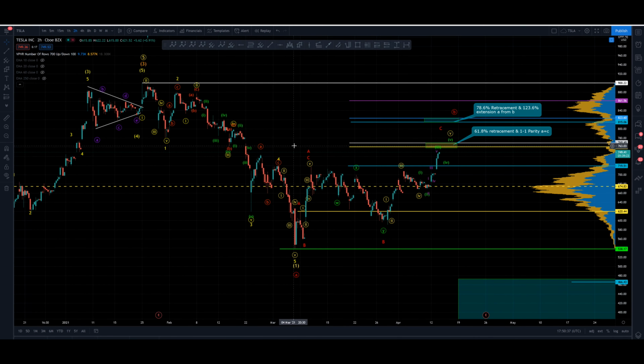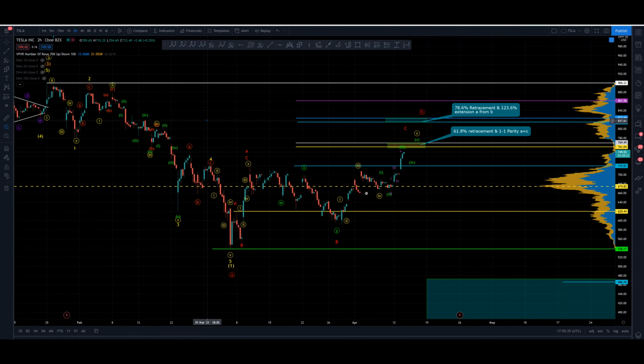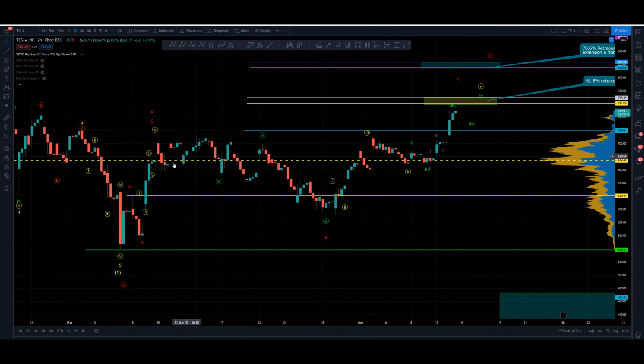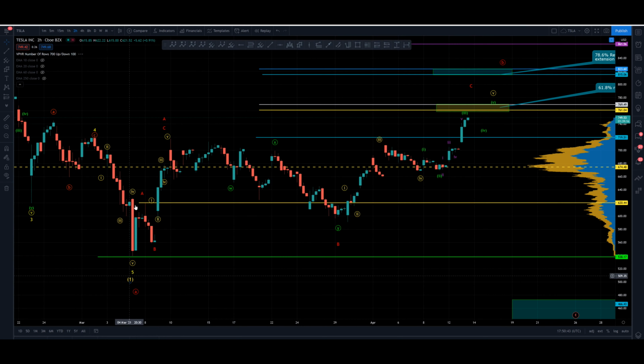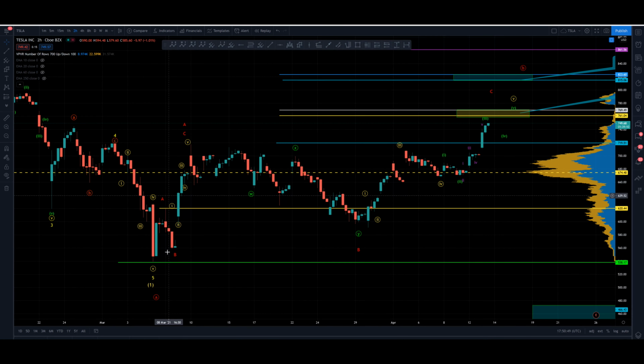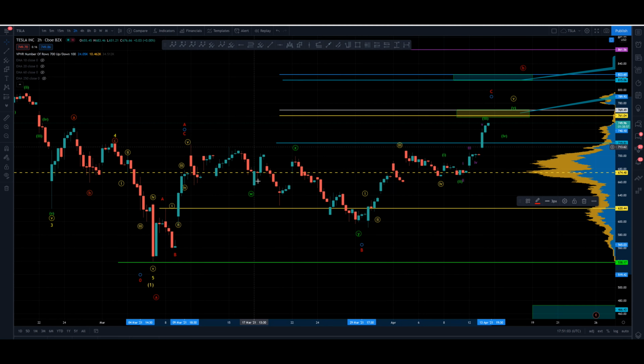So let's come down now to this corrective zone here and see what we can see. Now I've got this counted as an A, B, C, 5 waves in a C into an A, but you could count this as a zigzag from the low, where we've gone 1, 2, 3, 4, 5, and then we've gone A, B, C. Now this counts better to me as an A, B, C, and then W, X, Y into the B wave, a series of 3 wave structures.